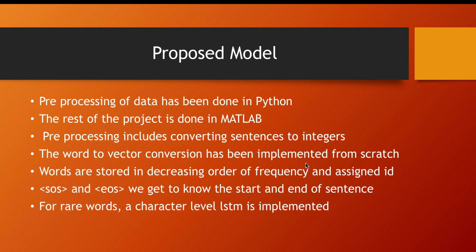So the process involves, first of all, the words are stored in decreasing order of frequency and they are assigned a unique identifier. Now, SOS and EOS are used to demarcate the start and end of the sentence. For rare words, a character level LSTM is implemented. Now, LSTM is long short term memory model, which is very popular nowadays for encoding and decoding. So, this also has been implemented from scratch in the project.